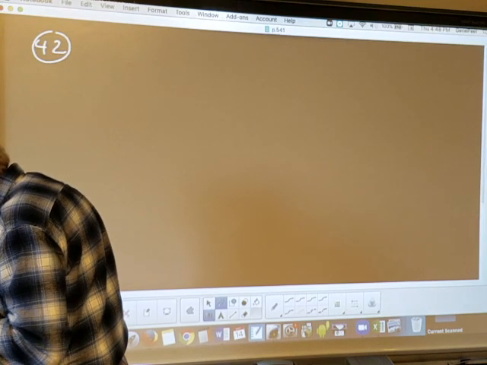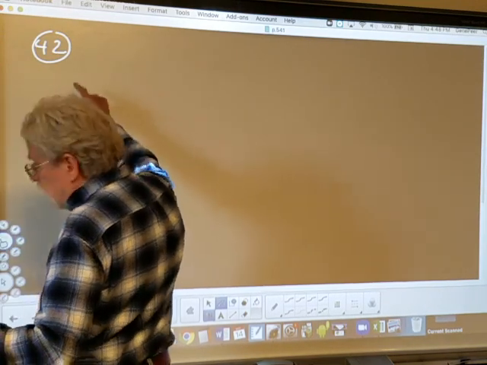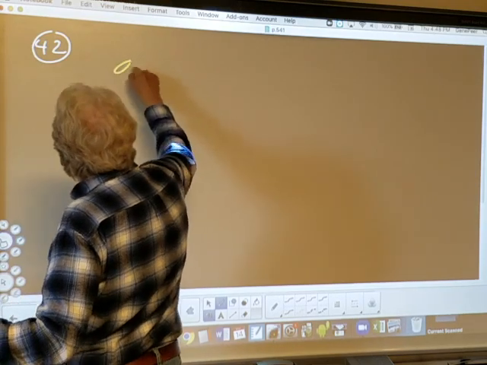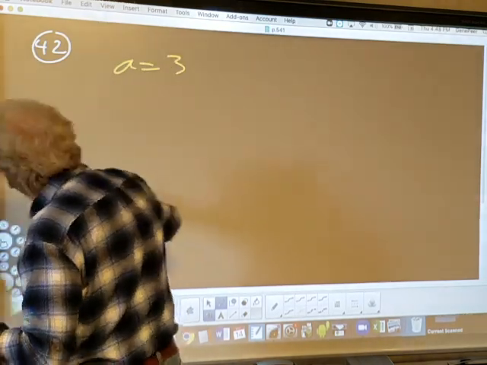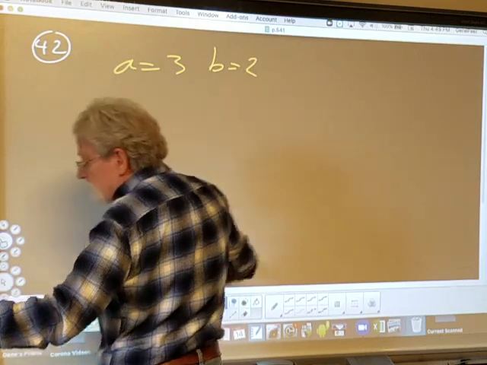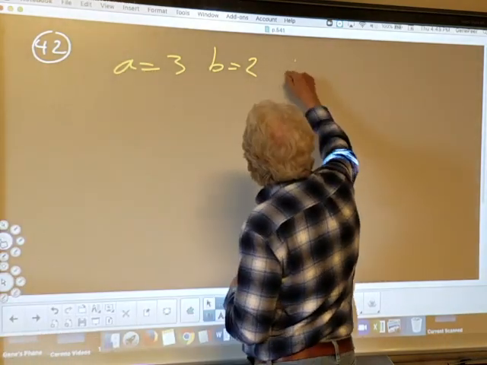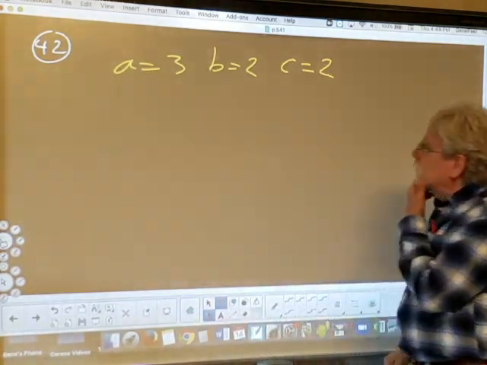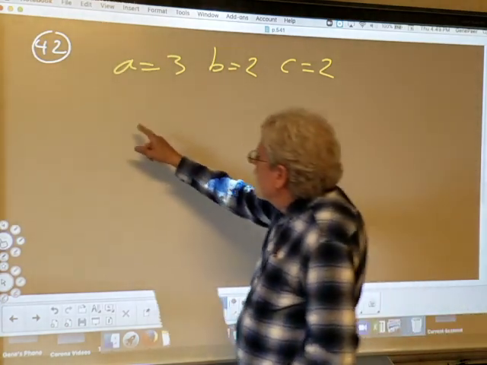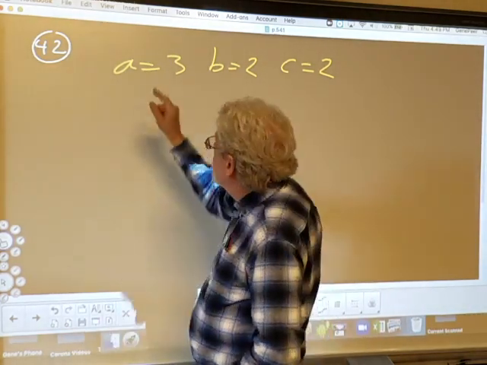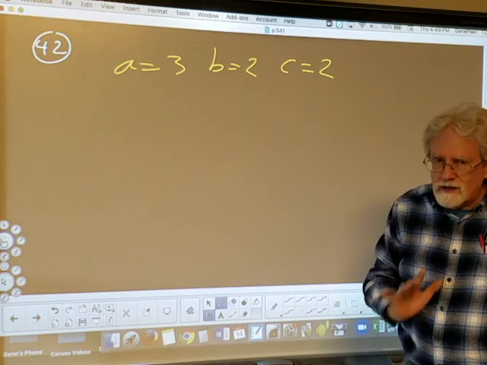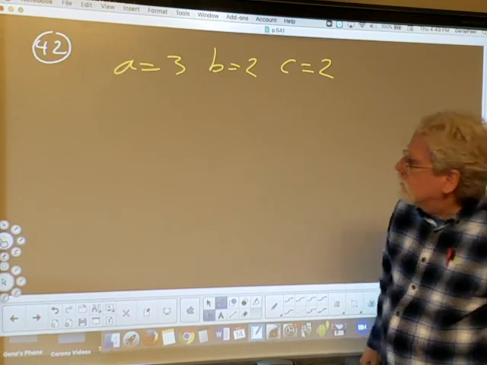42 is one of these cool ones. We've got A is 3, B is 2, and C is also 2. An isosceles triangle. So, we know Heron's formula. When you have the 3 sides and you don't have any angles, that's when we use Heron's formula.